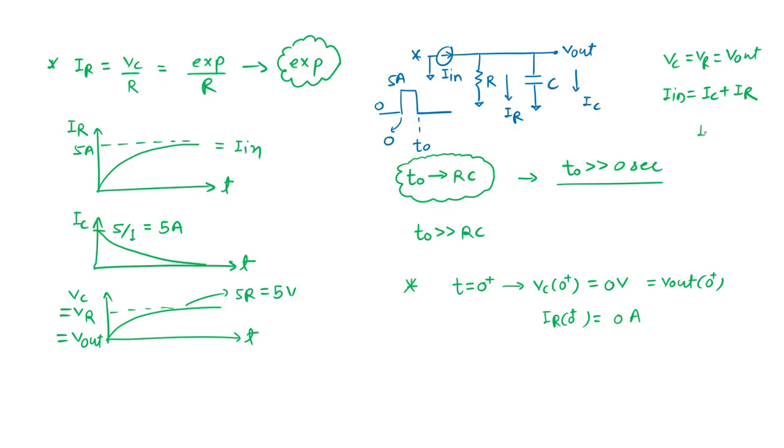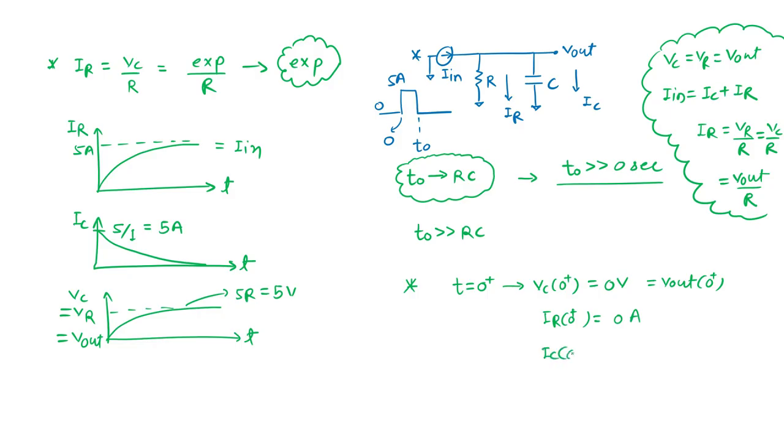One more relation that we can write here: IR is VR by R, or VC by R, or V out by R. These are the relations that are important here. Okay, so what is the IC? All the current is flowing through this capacitor only. So we have seen this.